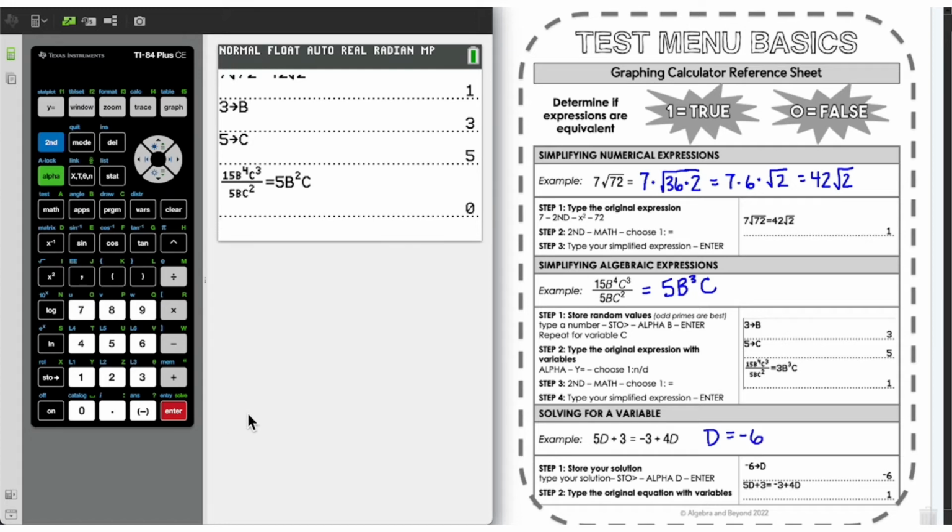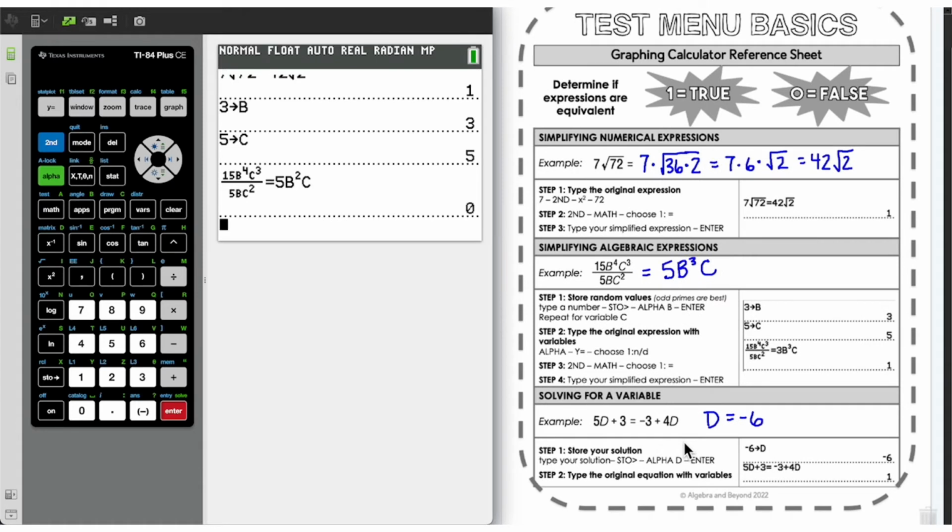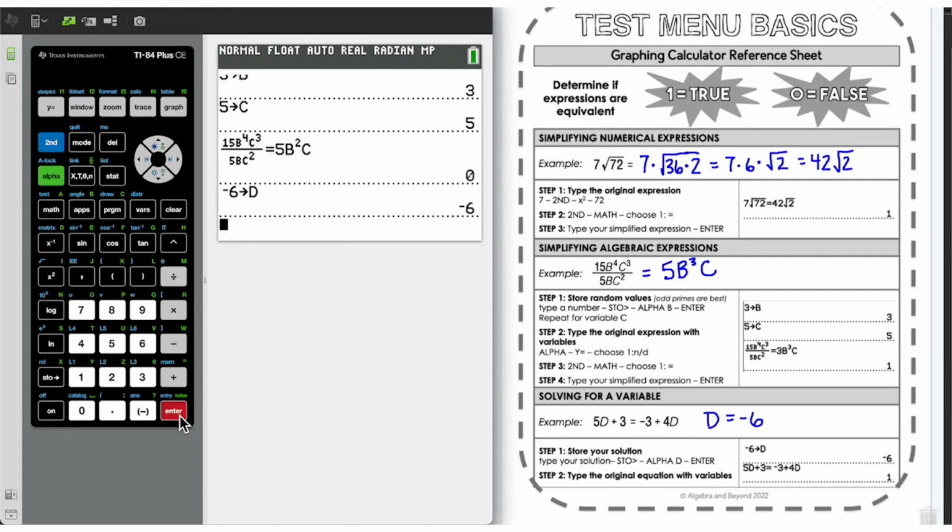All right, and the last one I want to look at is solving for a variable. Again, we're going to have the student find their answer, and then we're going to store their answer as another letter. So I'm going to say my answer was -6, and I'm going to store that for letter D. Okay, once it's stored, now I can put the original equation in, which was 5 alpha D plus 3.